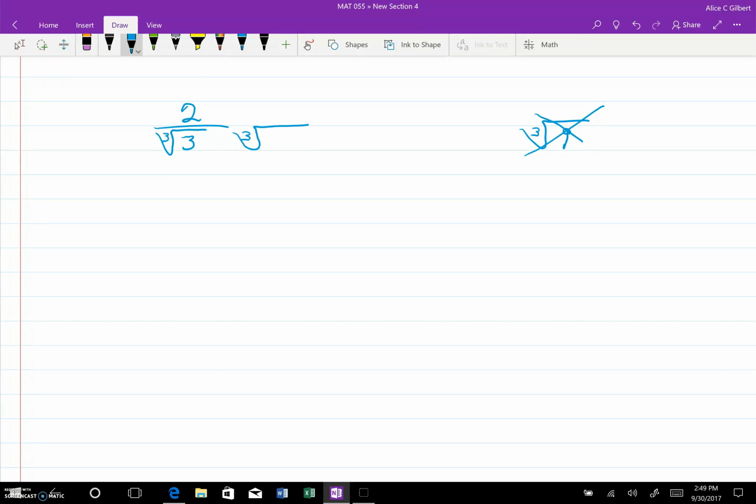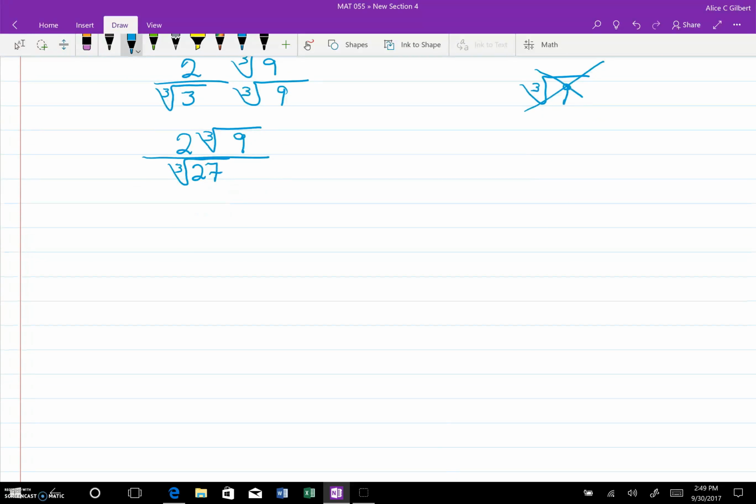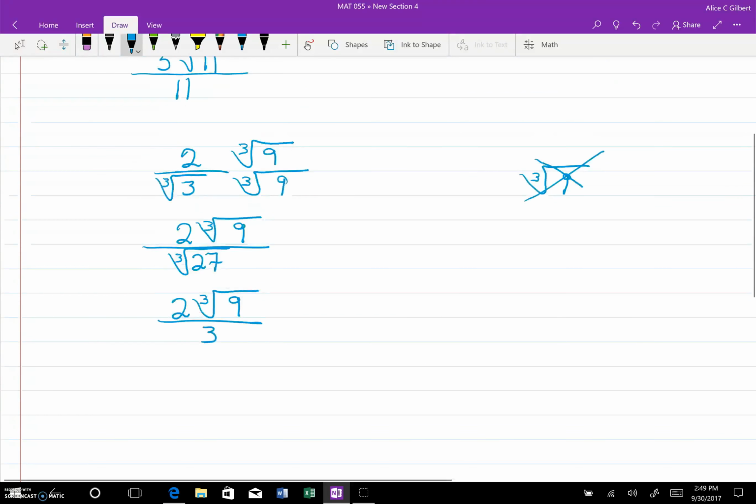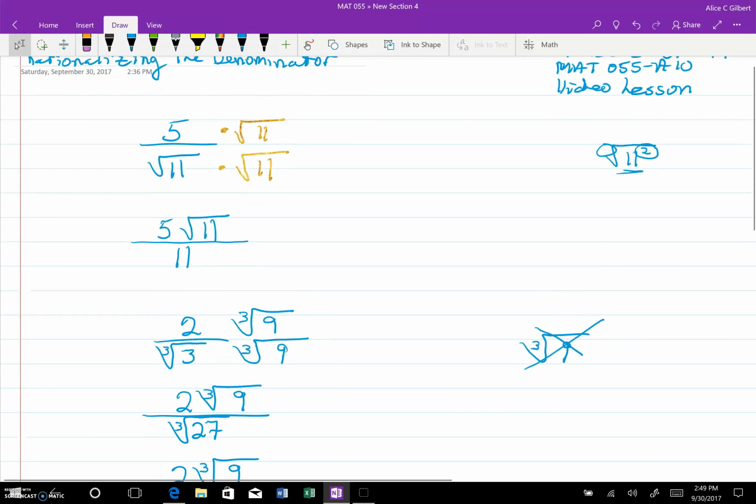Well, what can I multiply with 3 to get 27? 9. But if I do that in the denominator, I have to do it in the numerator. So now what I have in my numerator is 2 times the cubed root of 9. And in my denominator, I have the cubed root of 27, 3 times 9. But the cubed root of 27 is 3. And then we're done.